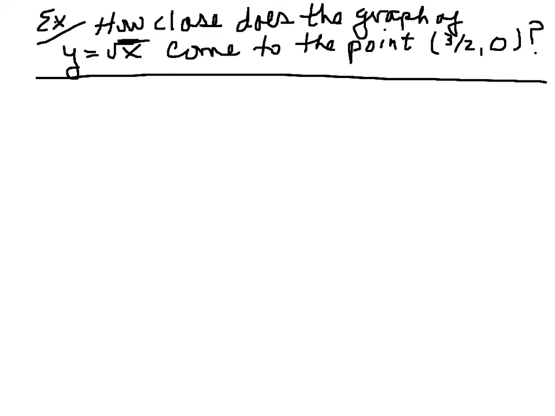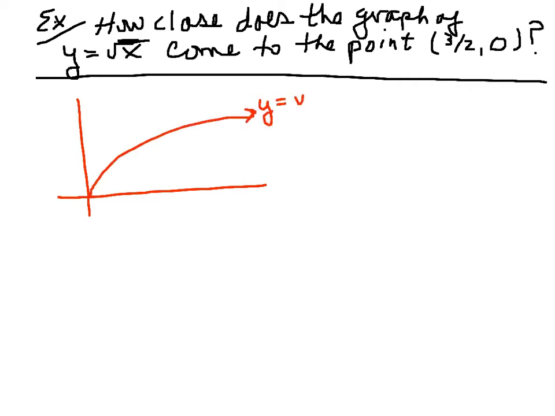Okay, so let's look at another problem. This one asks, how close does the graph of y equals the square root of x come to the point (3/2, 0)? What we'll do is make a little sketch of this. Here's the graph of y equals the square root of x, and here's the point (3/2, 0). So let's look at the distance, the length of the segment from (3/2, 0) to any point on the curve. And to force that point to be on the curve, we give it coordinates (x, square root of x).